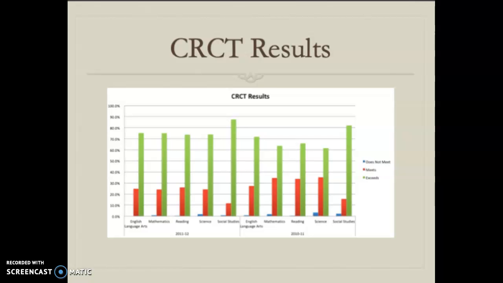And these are the CRCT results from 2010 to 2011 and 2011 to 2012. The green bars show us the exceeding percentage of students. The red shows the meet students, and the blue shows the students who did not meet the standards. The next 5 slides will focus on each subject separately, so we're going to be able to see each of them very carefully.